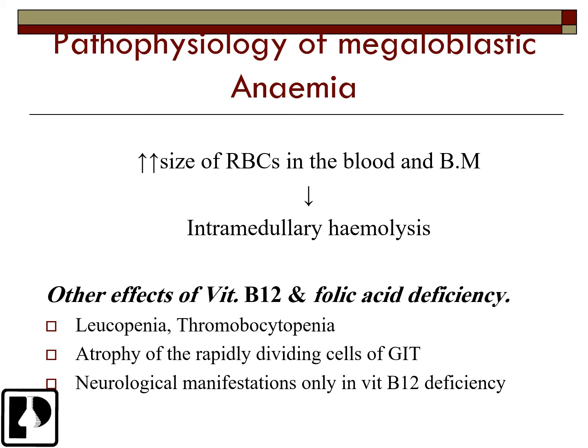Increase the size of the RBCs in the blood and bone marrow, leading to what's called intramedullary... So, the number of RBCs is decreased because it is not divided. Second item is intramedullary hemolysis.